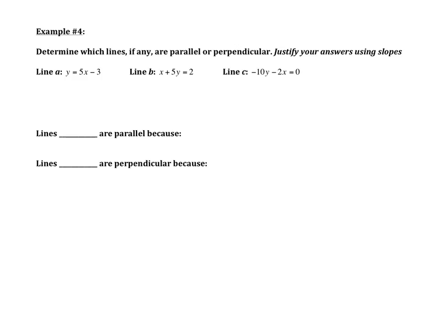So when I look at line A, I have y equals 5x minus 3. The y is by itself, so since the y is by itself, I know that the number in front of x is the slope. So this slope is 5.